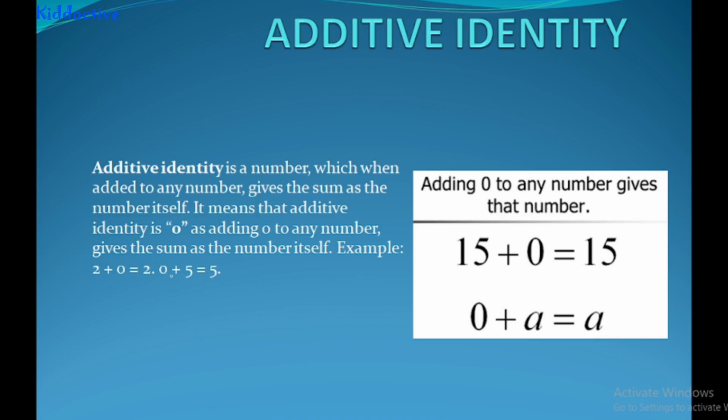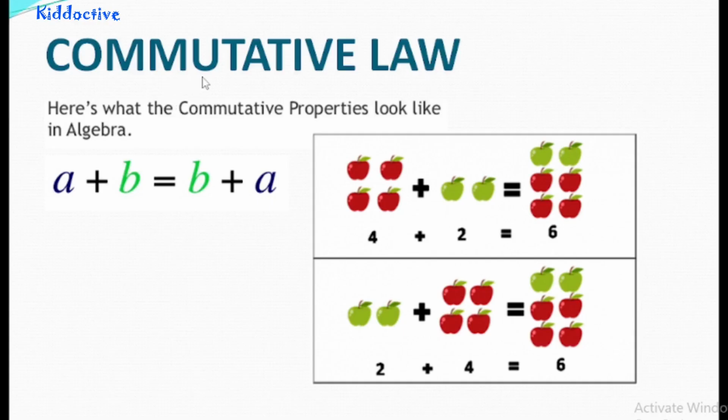Here 0 plus 5 equals 5. So the number 5's value is not changing. So the rule is 0 plus a equals a. A means any number. It may be 2, it may be 5, it may be 15.